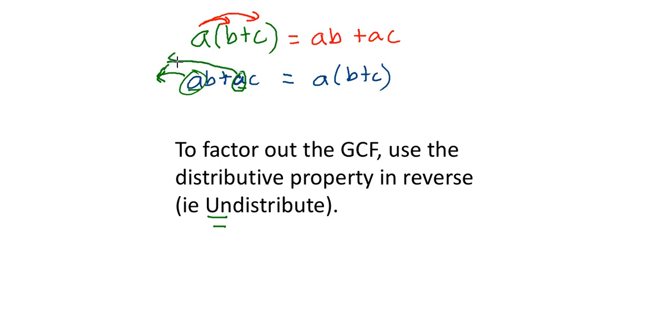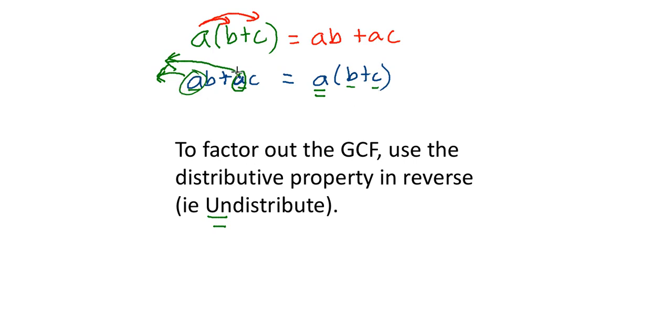So we can take an A away from both of these terms, right? And what's going to be left when we take the A away from both of them is we'll have a B left over from the first term, a C left over from the second term, and then the thing we're taking away gets written one time outside parentheses. And that's how you use the distributive property in reverse.